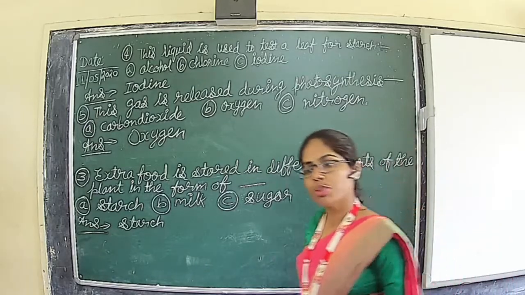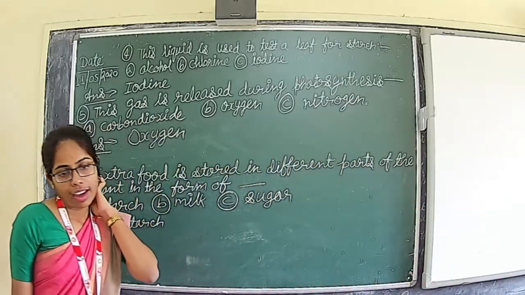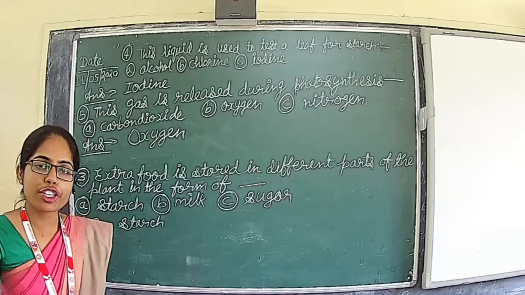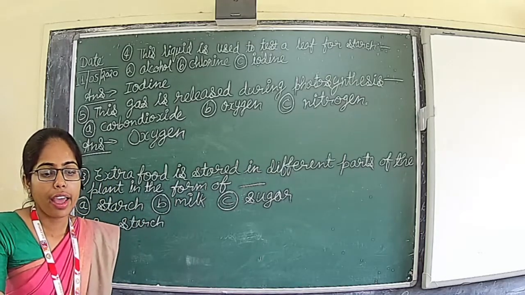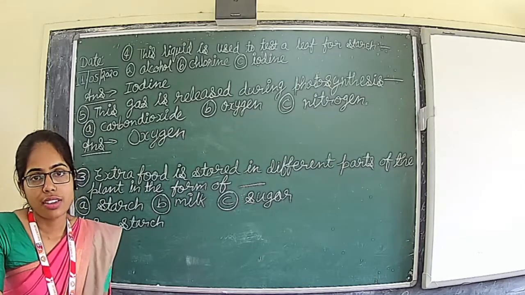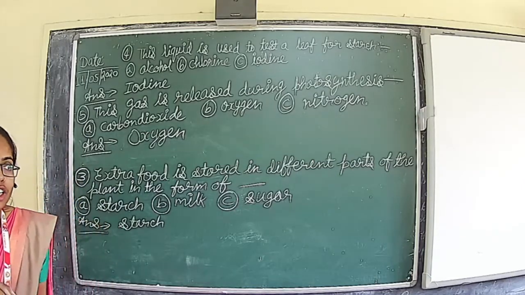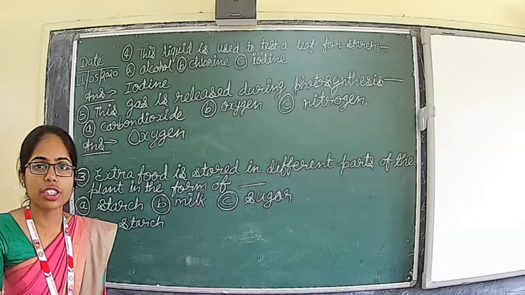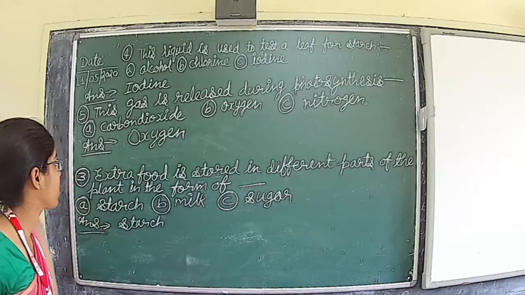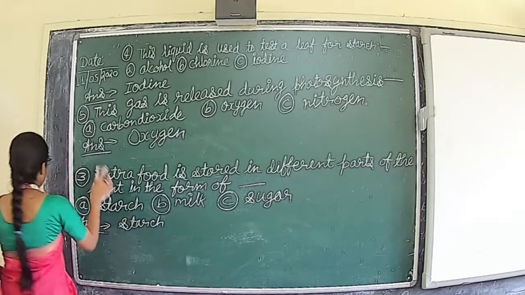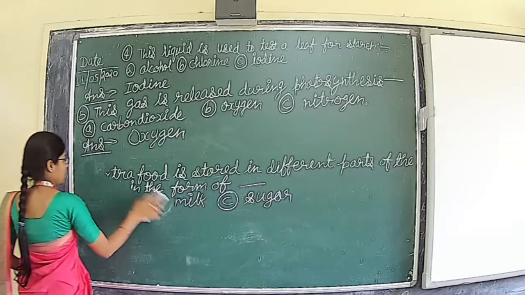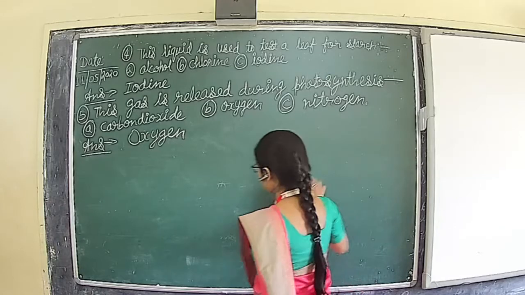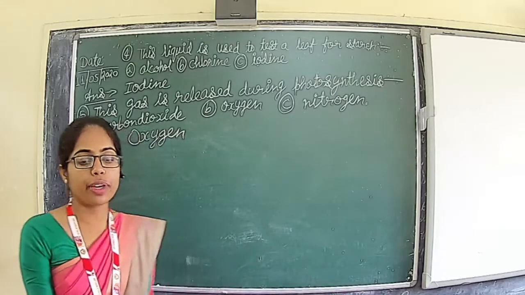Because now we have to move to the next exercise, and the next exercise is about true or false. Write T for true and F for false. Again, I will say the same thing. If you have the book, do it in the book, and if you don't have the book, do it in the copy. Let's move to the next exercise. Understand the things and write it properly.